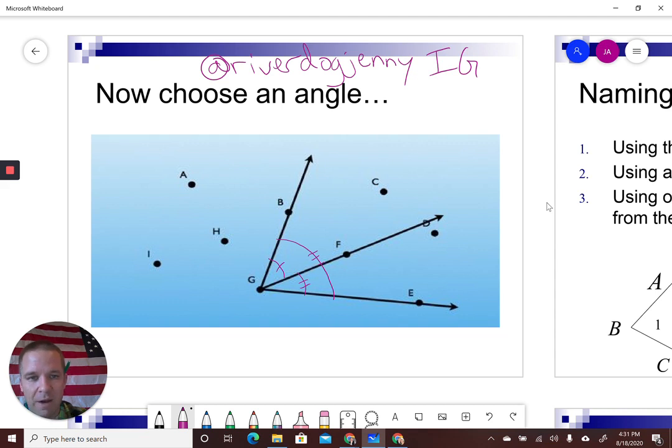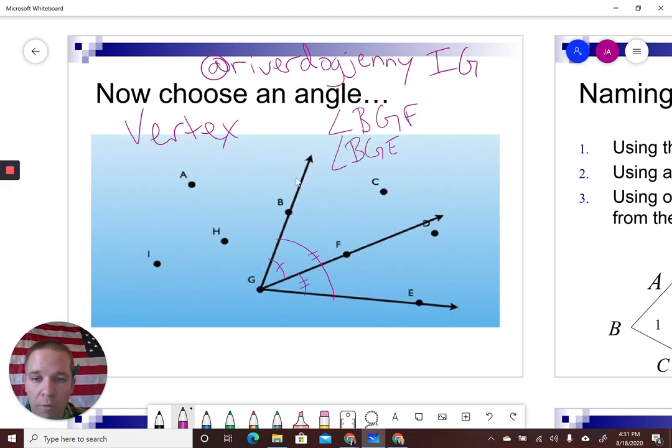So if I want to name an angle when there are multiple angles with the same vertex, that's a good word, vertex, I need to use three letters. So I could say angle BGF, and I'd know we're talking about the one where I put the arc and one tick mark. If I said angle BGE, I know we're talking about that overall big one. And the last one we have there is angle FGE, and we know we're talking about this guy right here.